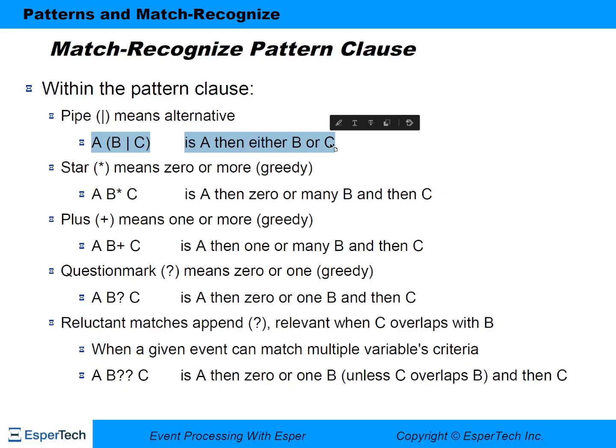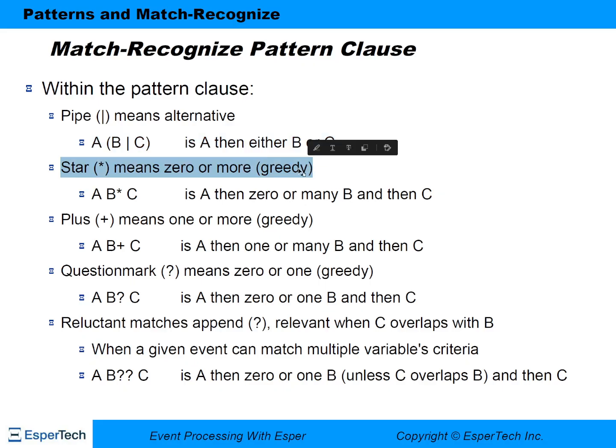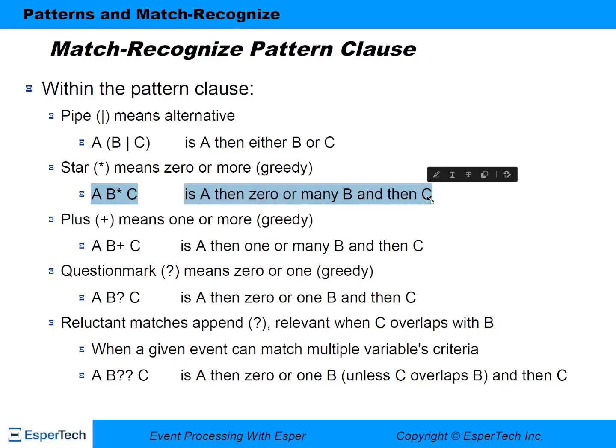In the pattern clause, the star character means 0 or more, greedy. We'll explain greedy later. So, when the pattern reads A, B star, C, the runtime looks for an event that matches the A criteria. Then 0, 1 or multiple events that match the B criteria. Then an event that matches the C criteria.